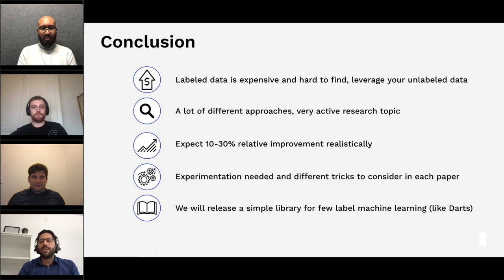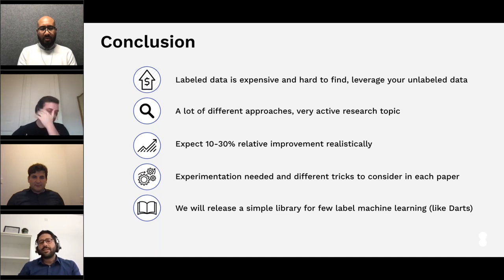But also know that a lot of publications can overstate the power of these methods. So when you implement them, expect something like 10 to 30% relative improvement as a realistic target. You also need experimentation and a bit of implementing different tricks for each paper. So be ready to do some small things for each of the approaches.